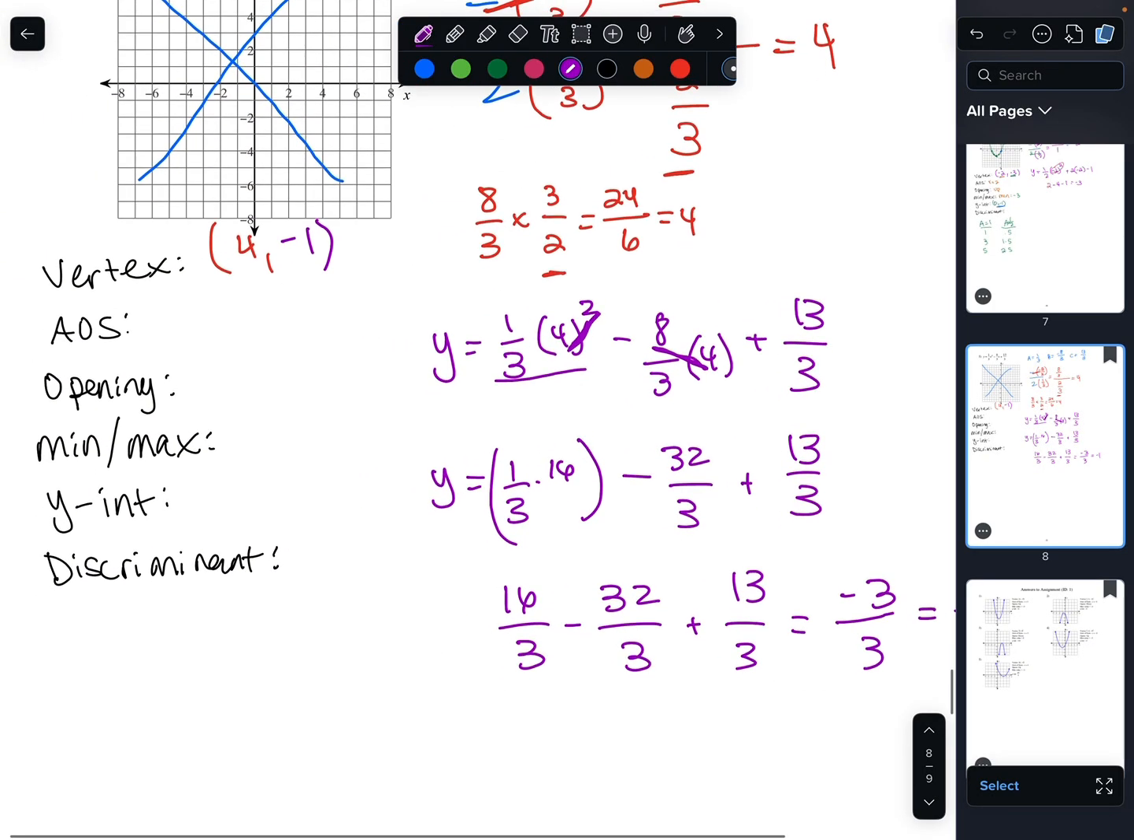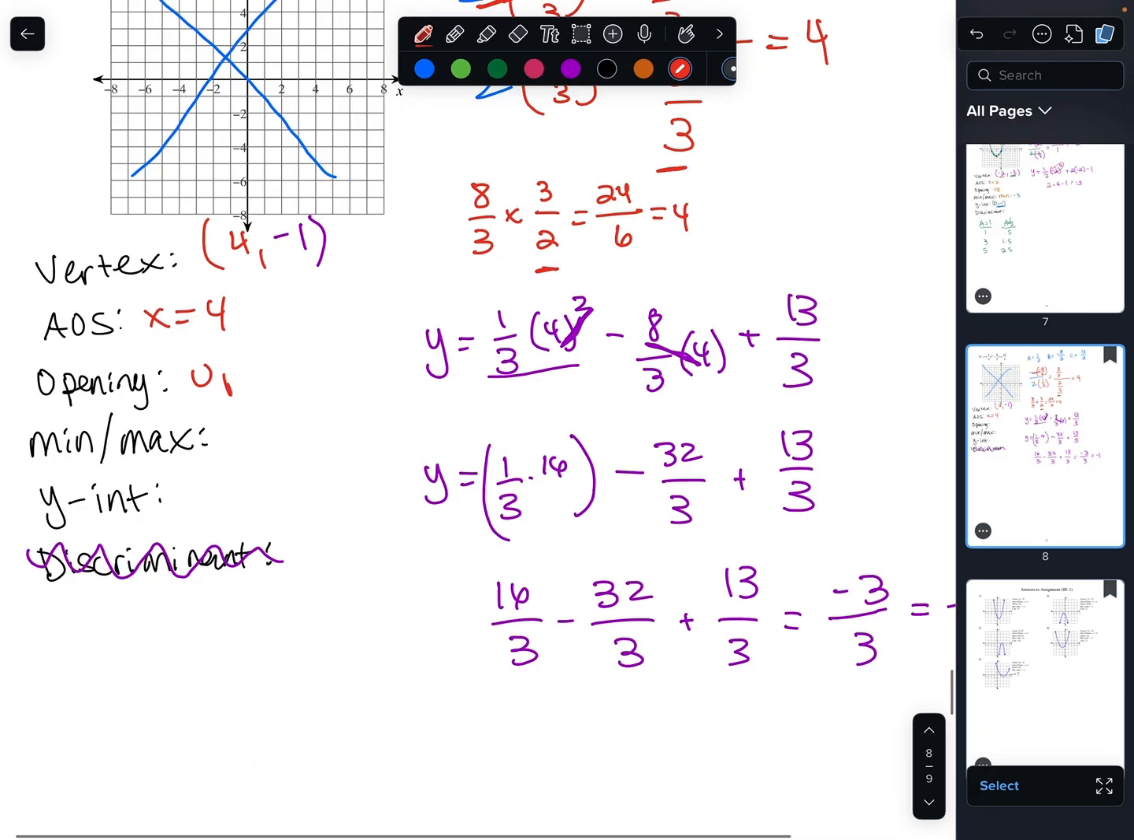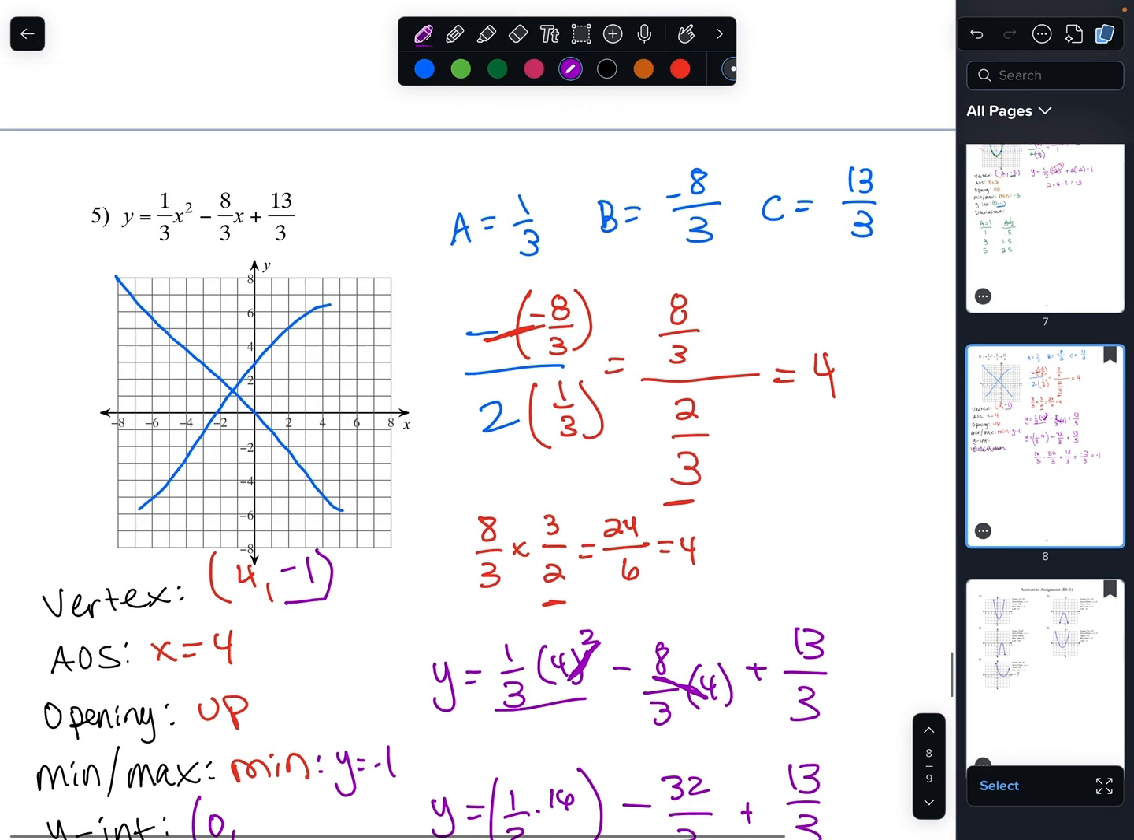And from there, we can find our axis of symmetry. Axis of symmetry is going to be at x equals 4. The opening is going to be up because A is positive. And because it opens up, that means I have a minimum. But where is my minimum at? Y equals -1. And my y-intercept is going to be at (0, what did they say C was? 13 over 3).